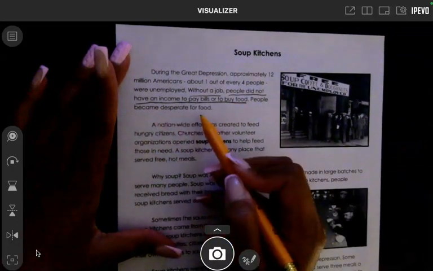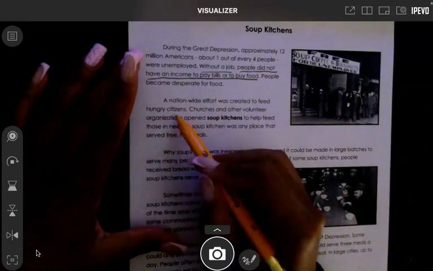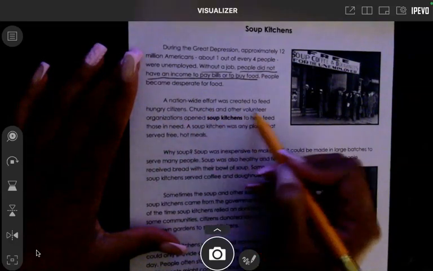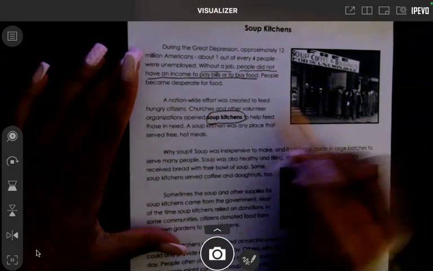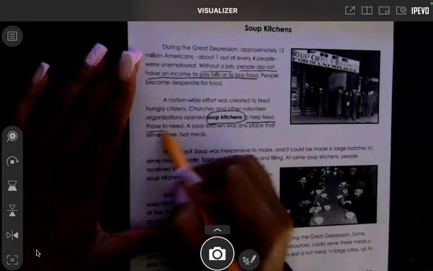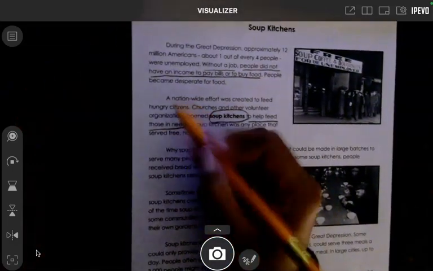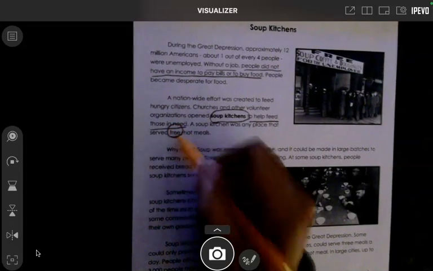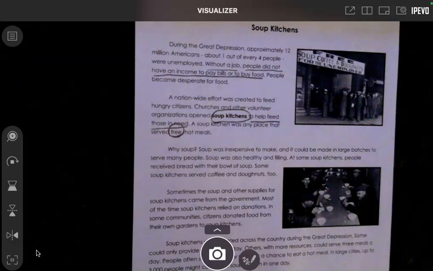People became desperate for food. A nationwide effort was created to feed hungry citizens. Churches and other volunteer organizations opened soup kitchens, and the purpose of a soup kitchen was to help feed those in need. A soup kitchen was any place that served free. Key word for this one is free. Everything there was free. A free hot meal for everybody who was unemployed.